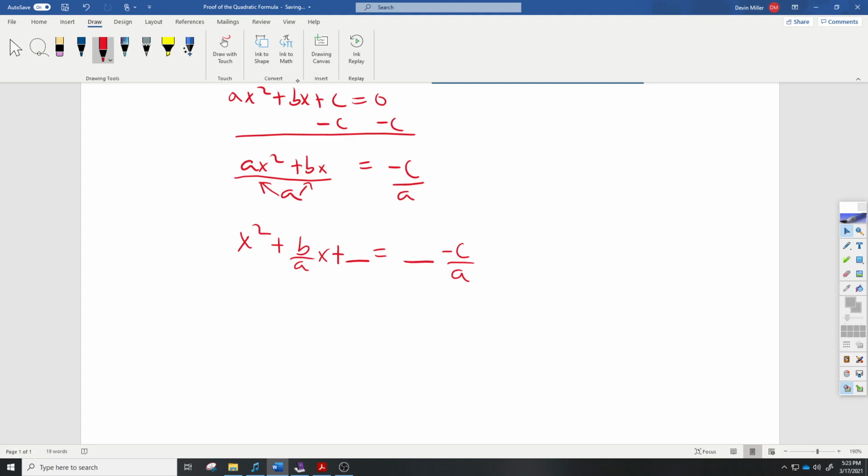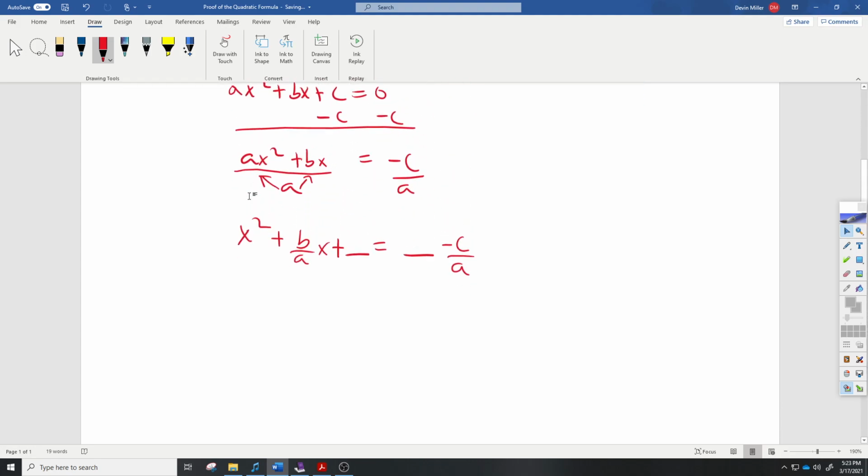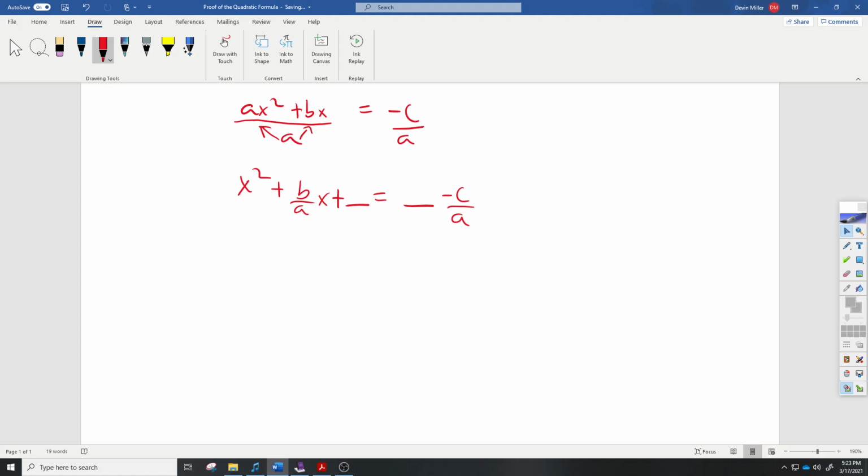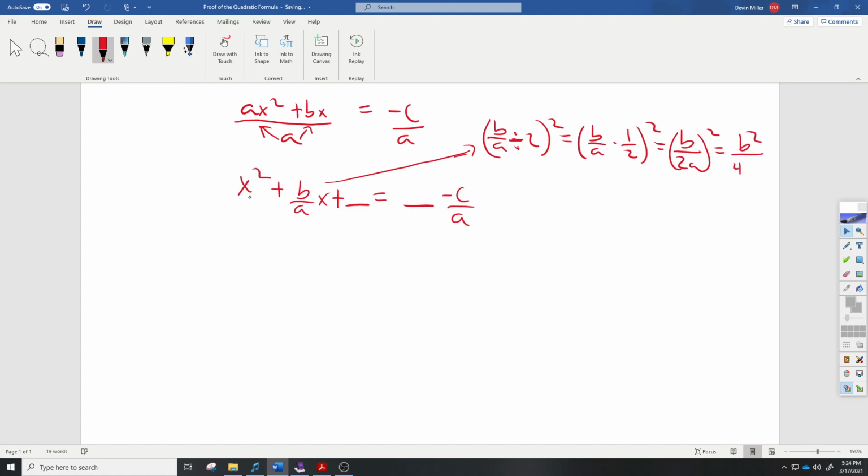But we have to go off to the side, see if I have enough room. It's going to take up quite a bit of room. I'm going to take this piece and go off to the side. We're going to do b over a divided by 2. I think I've already gone through how to do this, so I'm going to go a little bit faster on how to deal with this b over a divided by 2. Remember, this is the keep, change, flip thing, so I'm going to do b over a times 1 over 2, squared. That's the same thing as b over 2a squared, which would be b squared over 4a squared.